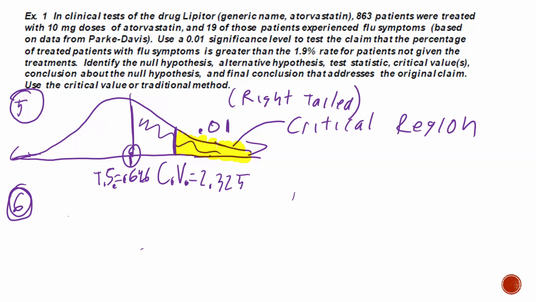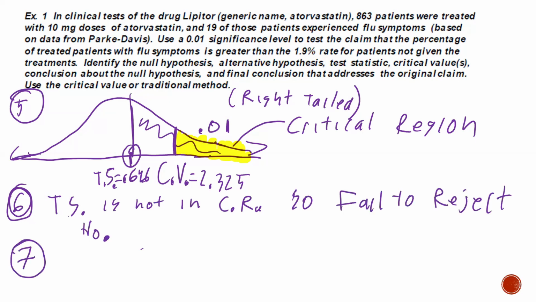So my TS, is that okay for test statistic? We got that, right? The test statistic is not in the CR, which means critical region, right? So the last step is always to rewrite this in everyday language.